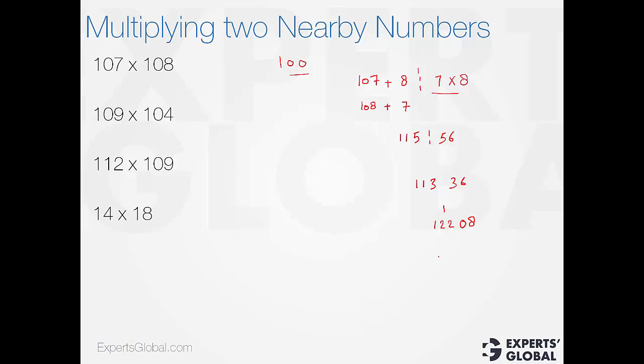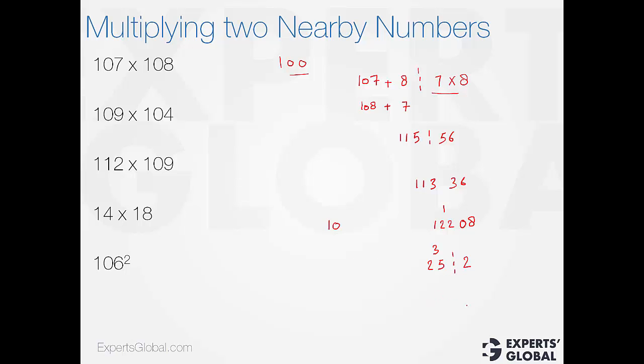14 into 18, now in this case the base is going to be 10. And therefore on the right side I can have only 1 digit. 4 into 8 is 32, that means 2 comes here and 3 comes here as carry. And 14 plus 8, or 18 plus 4, is 22, plus 3 carry becomes 25. That means 14 into 18 is 252 very quickly.